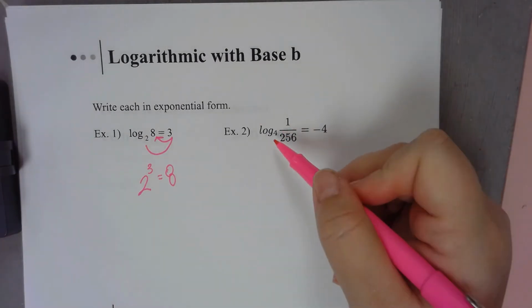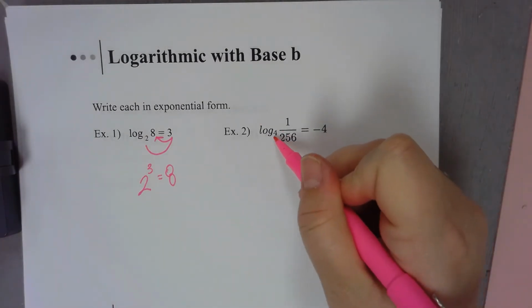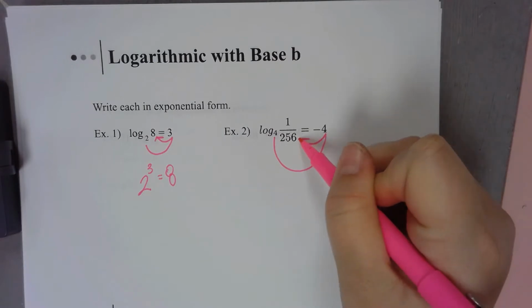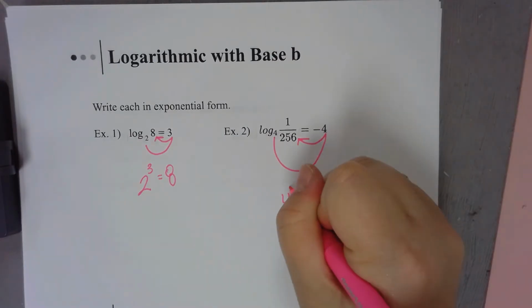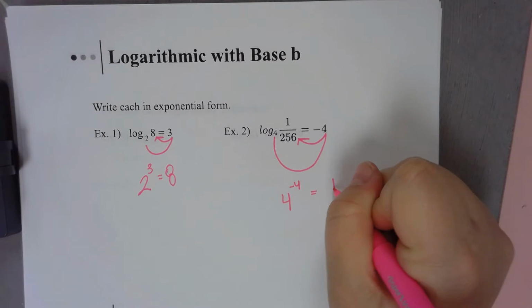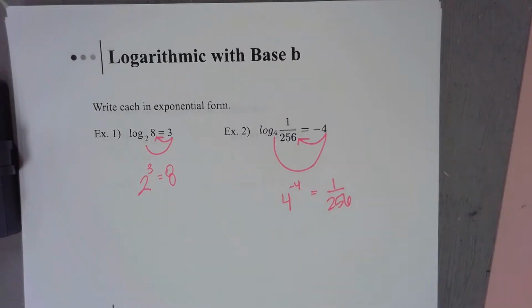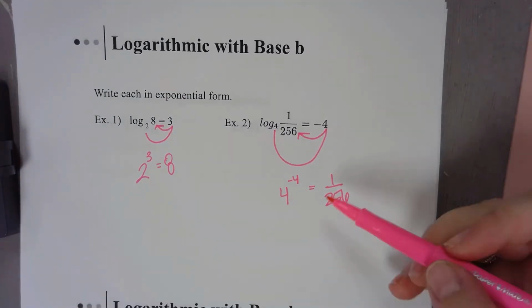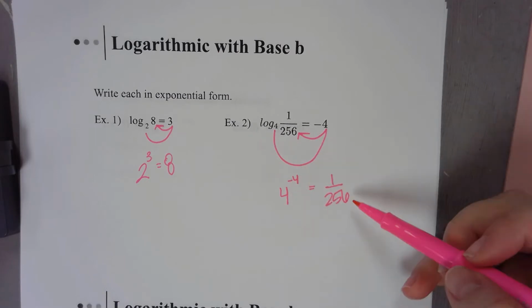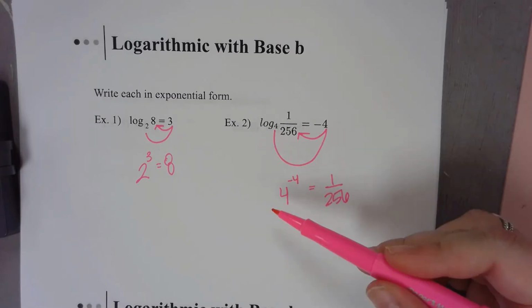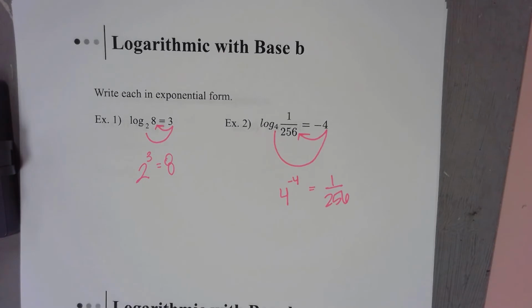And do the same thing here, even with the fraction. We're going to start from this base, go out and back in. So 4 to the negative 4 power is 1 over 256. I know that this is true because with a negative exponent, that puts me in the denominator, and 4 to the 4th power is 256.